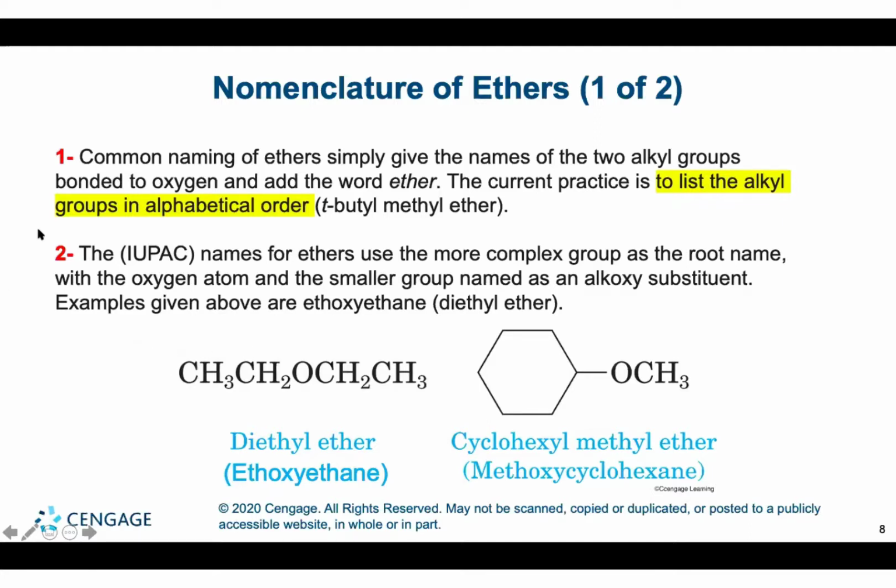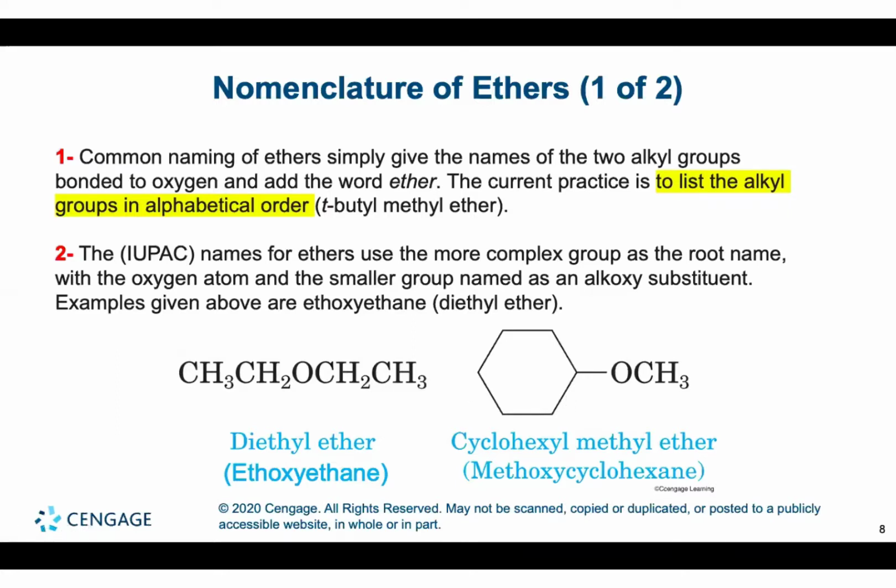In the IUPAC naming, which is the second naming, we look at the longest chain of carbon. So that would be my root name. And the smaller group that is attached to oxygen, we call it an alkoxy group. Let's do the bottom ones, guys.